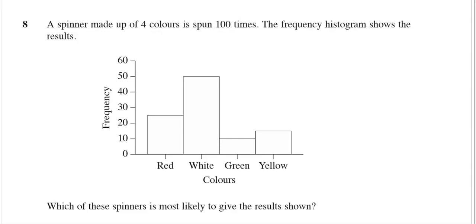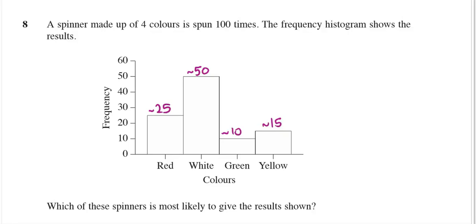Question 8. A spinner made up of 4 colours is spun 100 times. The frequency histogram shows the results. So I can see that about 50 is white, about 25 is red, and about 10 is green, and about 15 is yellow. And that makes sense because they add to 100.